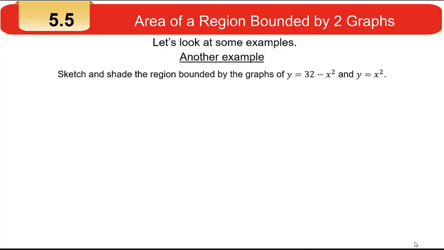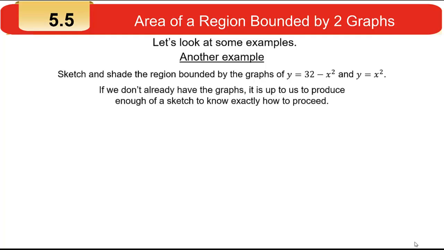How about this one? Sketch and shade the region bounded by the graphs of y equals 32 minus x squared and y equals x squared. Now this time we're not given the graph, so we have to figure out what's going on here. You don't have to sketch the entire thing, and in WebAssign you'll probably have choices A, B, C, D, and you can choose which one it is from there, but here we don't even have that. But you do need to know enough of it to know if one's on top all the time.